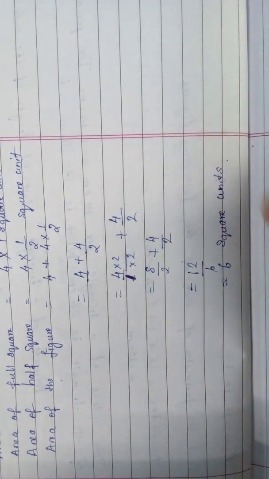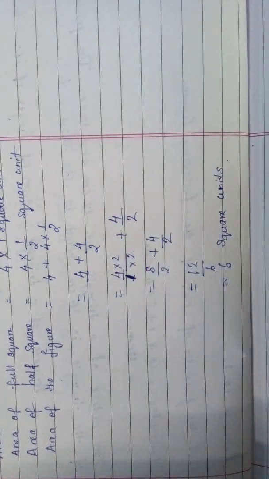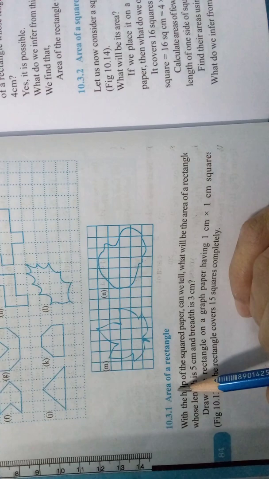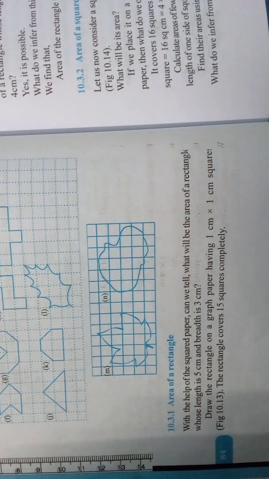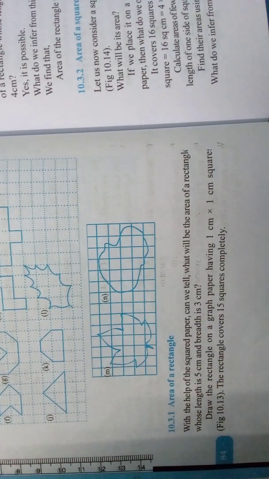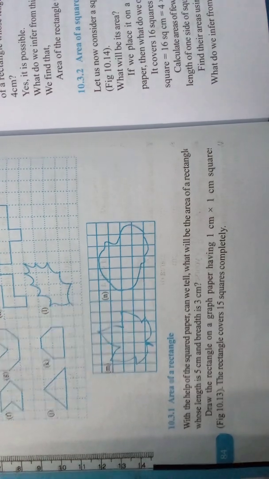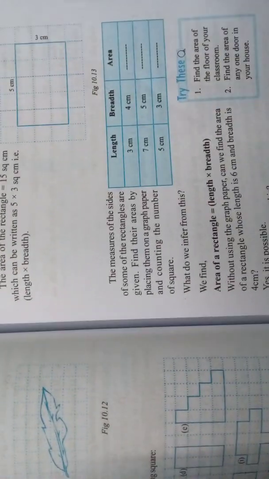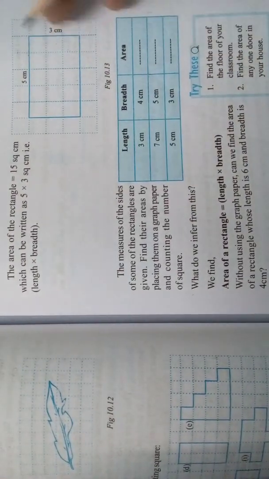So, to get the area you should apply the fractions, additions, how to make additions and all. Come, children, we will see the next topic, area of a rectangle. A rectangle, we know, has opposite sides equal and it has 4 sides. If you take a rectangle, it has 4 sides and the opposite sides are equal.